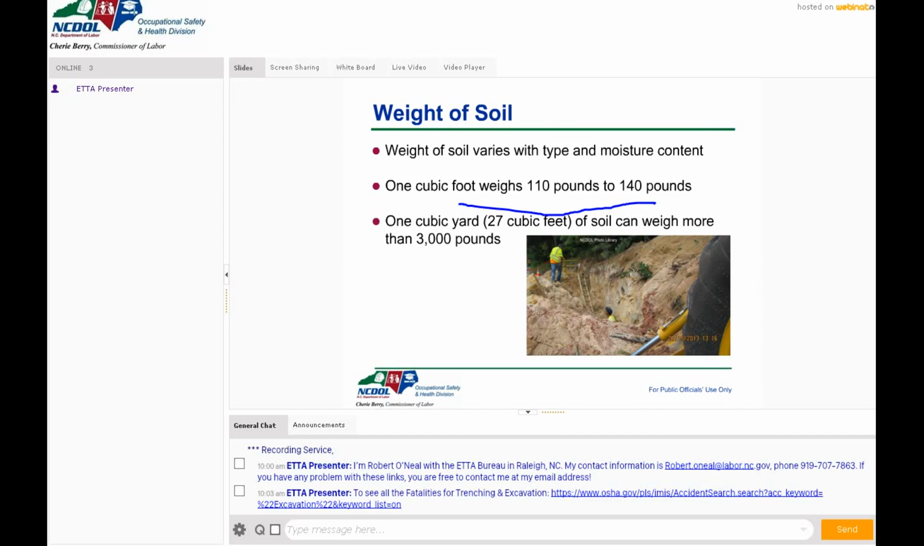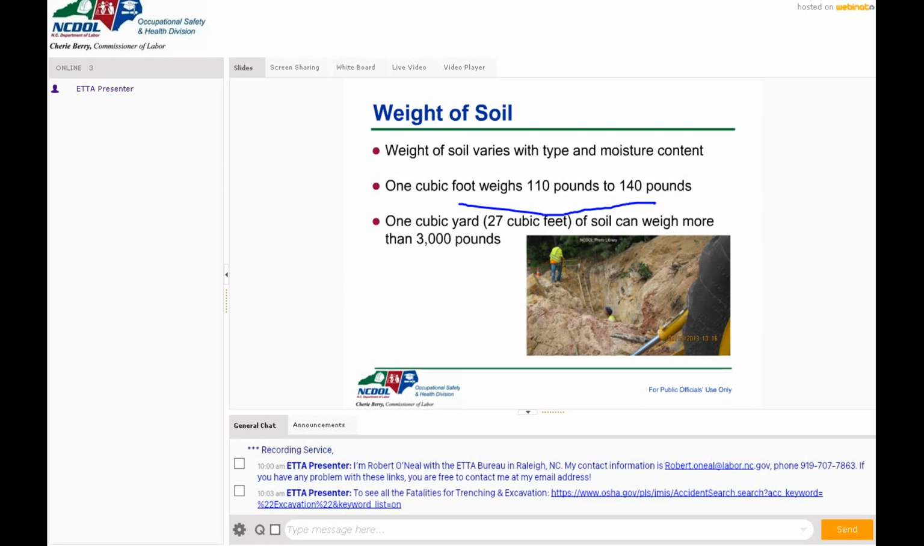Now, they have a yard listed on here as well. The reason I relate this to folks is, keep in mind, when you take a front end loader and drop a load of dirt in the back of your pickup truck, it sits that bed down. And that's within that little small area that can crush somebody.